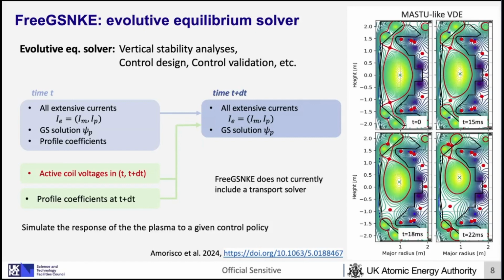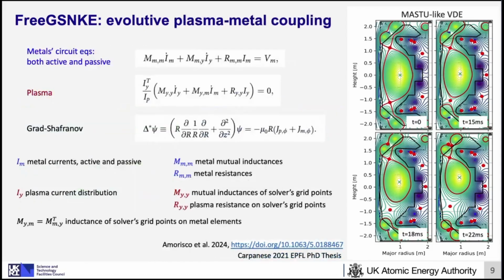So one thing that I need to stress here is that FREEGSNKE is not a transport solver and does not currently evolve the diffusion equation. So together with the control action itself, FREEGSNKE actually needs a prescription for the profile coefficients for the pressure profile, for example, at time t plus delta t. So these need to be prescribed by the user and are not currently, at least, evolved in a self-consistent way within the code.